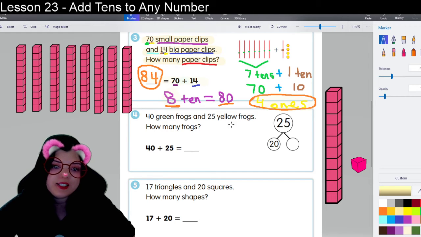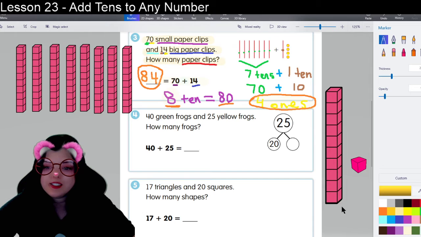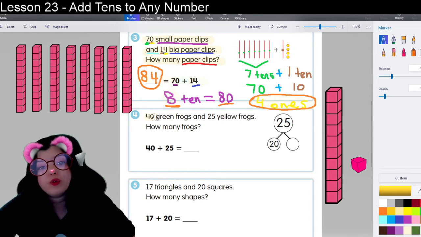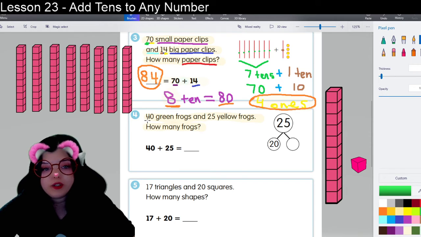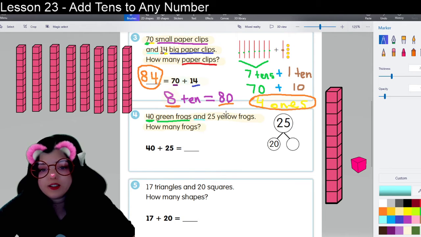Let's move on to the next question. It says 40 green frogs and 25 yellow frogs. How many frogs? 40 is our number. 40 is the amount. Green frogs is the object. And is that important vocabulary word that tells us that Gus the Plus is nearby.